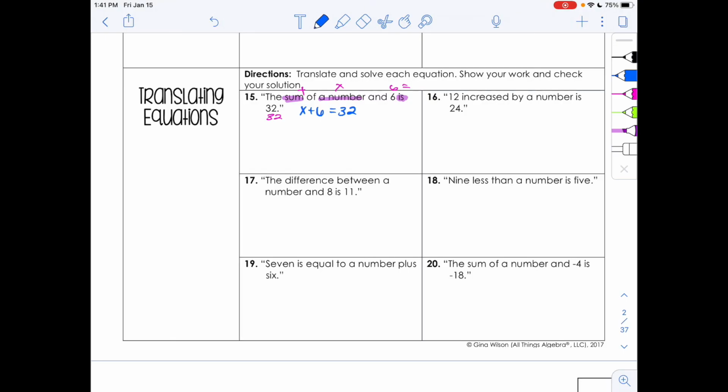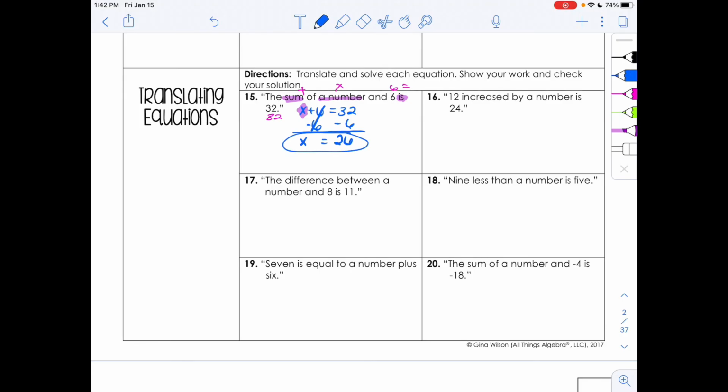And once we have it written like that, then we can just solve it like we did the ones before. Locate your variable, x. So we're going to subtract 6 from both sides. We're going to bring down the variable of x, and 6 minus 6 cancels out, equals 32 minus 6 is 26. So I get that my answer is x equals 26.